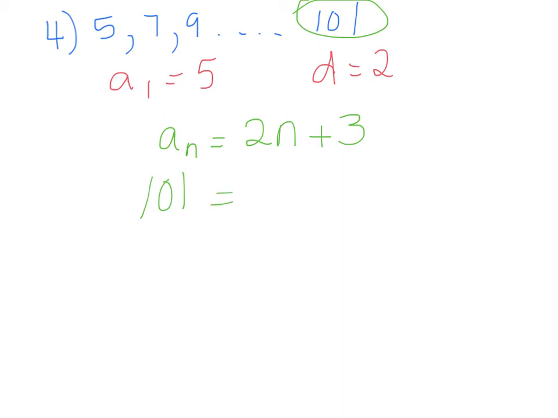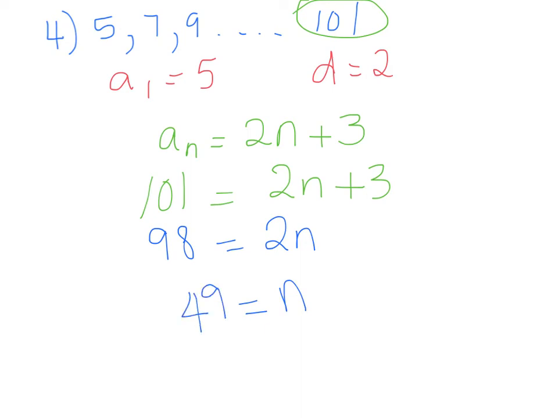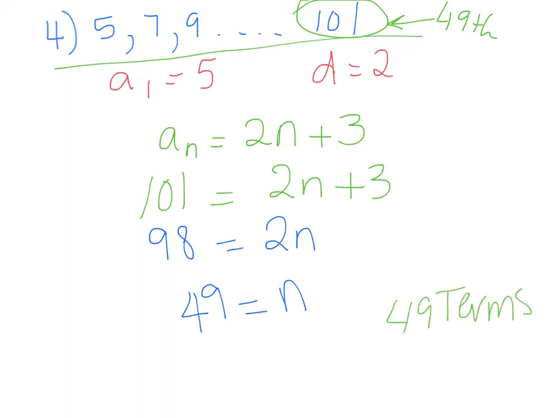So 101 equals 2n plus 3, and I'll solve for the position, which is n. And if you do so, subtract 3, you'll have 2n equals 98. Divide by 2, n is 49. So that means this number over here, the 101, is in the 49th position. It's the 49th term. That means we have 49 terms. So 49 terms, that's what we've got. Alrighty, so looking at the last term, let's do number 5.